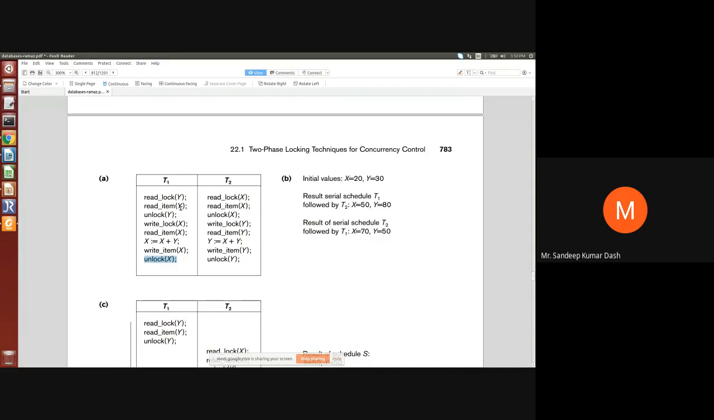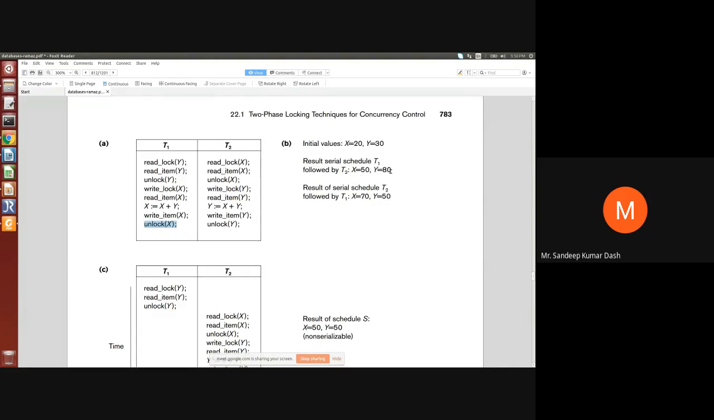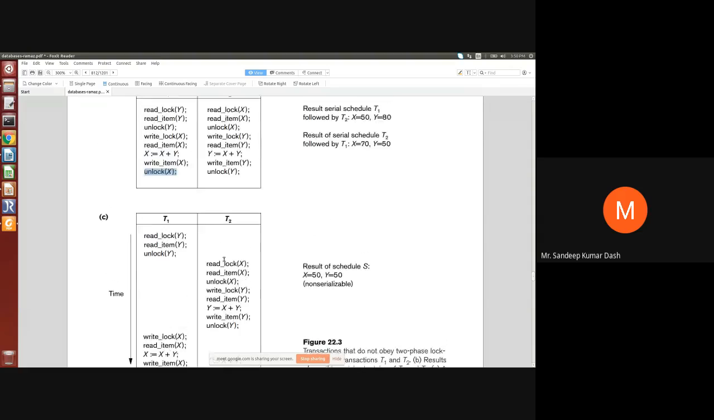Now say the initial value of X is 20, Y is 30. The result of serial schedule T1 T2 will be 50-80. The result of serial schedule T2 T1 will be 70-50. So if there is any interleaved schedule, the result that this interleaved schedule delivers should be equal to one of the serial schedule results. It should be either 50-80 or 70-50.